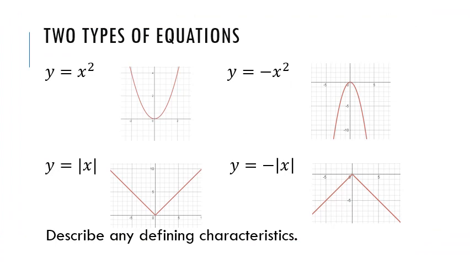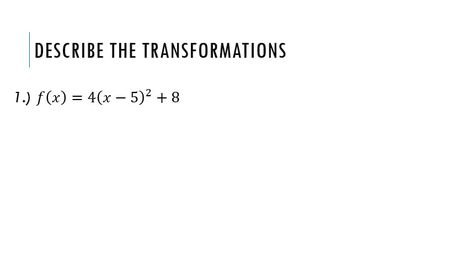Okay. So, in other words, we've learned about two types of equations: x squared and absolute value of x, and they work exactly the same. Okay? So let's review from last time, right? If we were to describe the transformations, the number out front is our stretch, right?